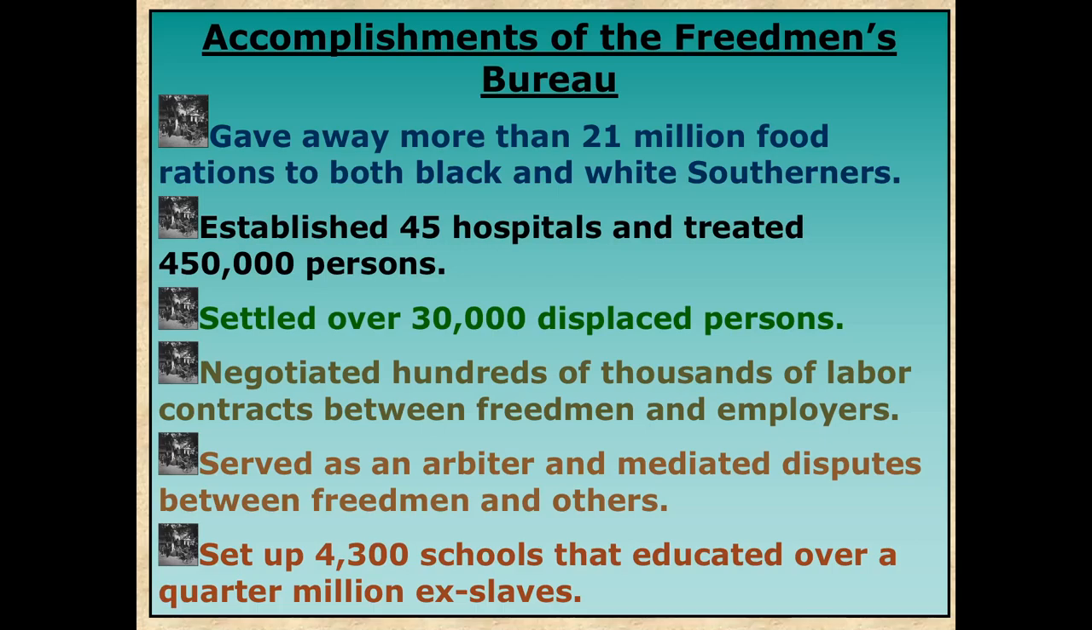Other accomplishments. Well, 21 million food rations are given out to both Black and poor white Southerners, because remember, poor whites actually did suffer as well. The majority of them did not own slaves, so the Freedmen's Bureau will extend that olive branch to them. 45 hospitals are established, and they treat over 450,000 patients. They settle about 30,000 displaced persons, people who were kicked off the plantation. So they're being resettled, negotiating thousands of labor contracts, becoming the arbiter and mediating disputes, and then, of course, the 4,300 schools, right?